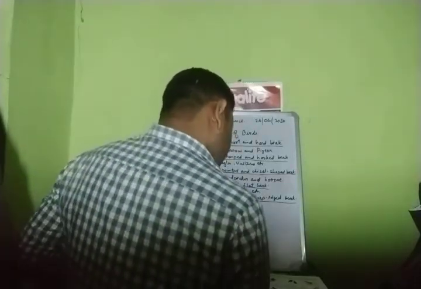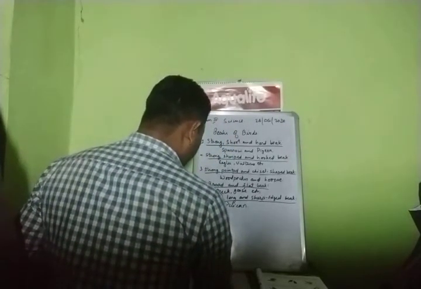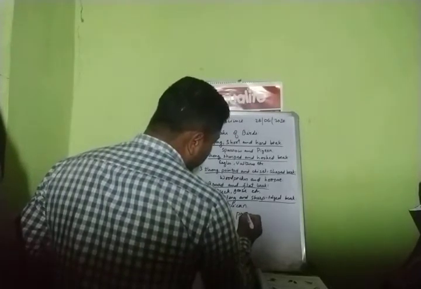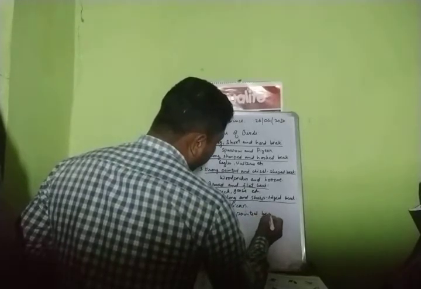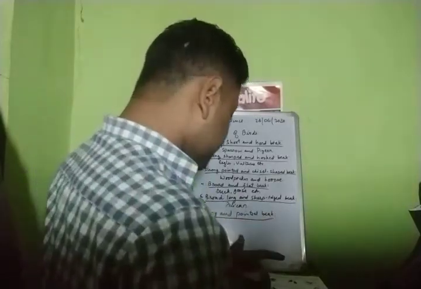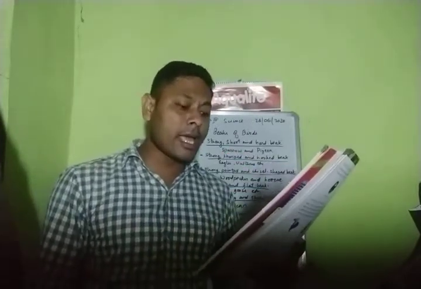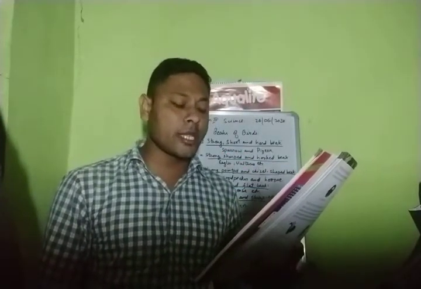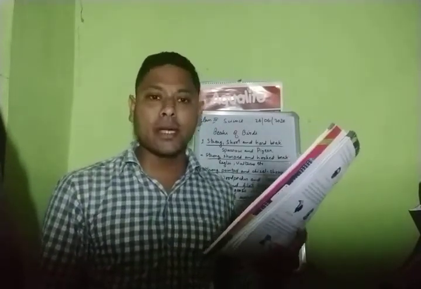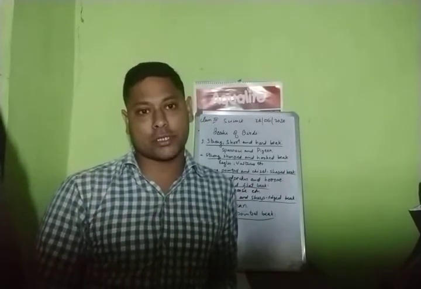The last type of beak is the long and pointed beak. Point number 6, long and pointed beak. Hummingbirds and sunbirds have long and pointed beaks to suck nectar from the flowers. These are the birds which feed on the nectar of flowers, right?